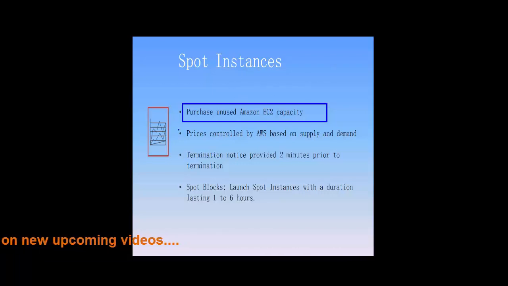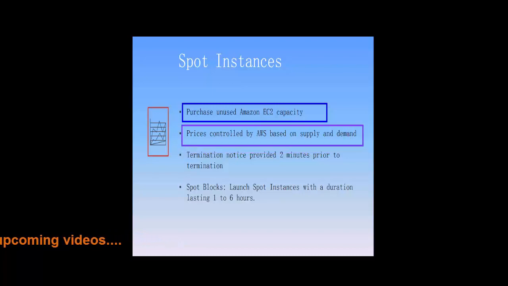Price is controlled by AWS based on supply and demand. If demand increases, the rate increases. If there is less demand, then the rate decreases. The rate can be changed anytime.